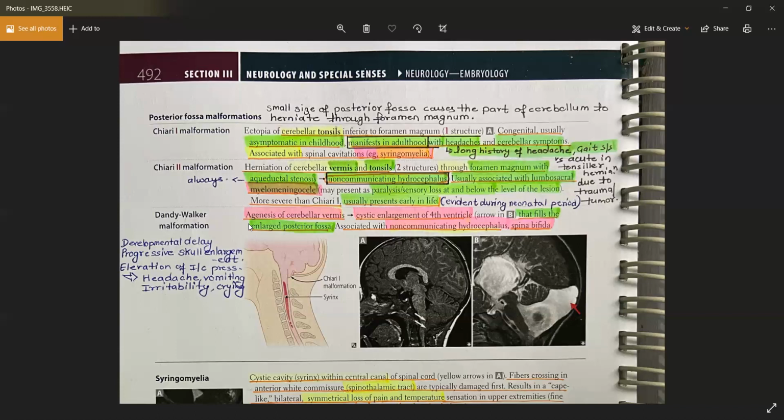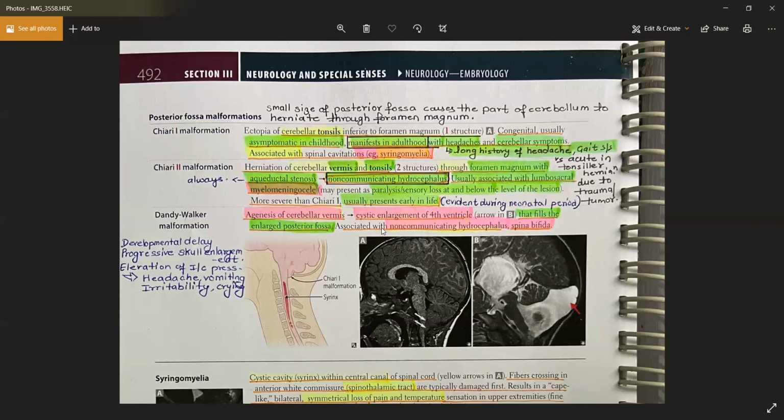Could you please explain non-communicating hydrocephalus? In case of a non-communicating hydrocephalus, we'll be having an obstruction in the passage of this fluid, the cerebrospinal fluid, right? Whenever the obstruction happens, the ventricles cannot communicate with each other, and we call it a non-communicating hydrocephalus. Whenever the ventricular dilation is present without any obstruction, you will call it a communicating type of hydrocephalus.